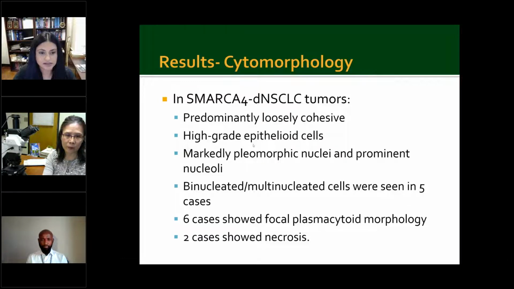clusters of tumor cells. The morphology was high grade, as Dr. Shi mentioned. That was first what triggered her to do either INI1 staining or the BRG1 staining. So high grade epithelioid looking cells. They were markedly pleomorphic with prominent nucleoli. There was also binucleation and multinucleation seen in 5 of the cases. 6 of the cases in this deficient group showed focal plasmacytoid morphology, and 2 of the cases showed necrosis.